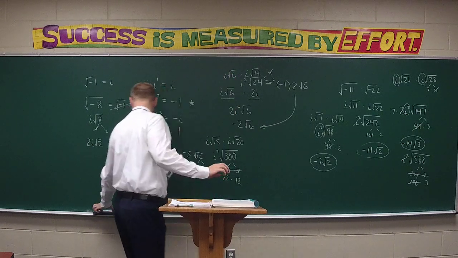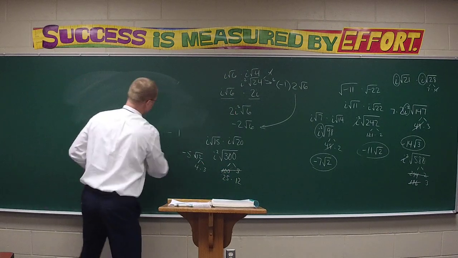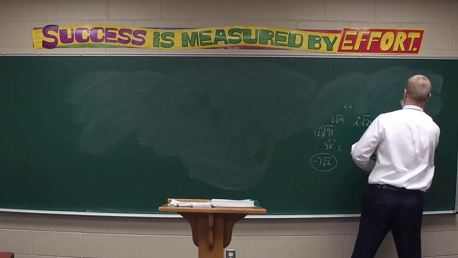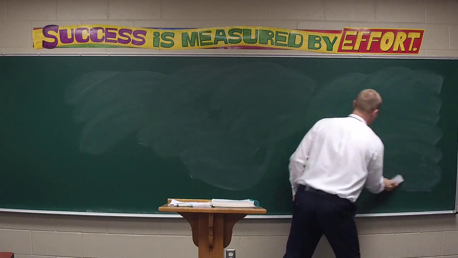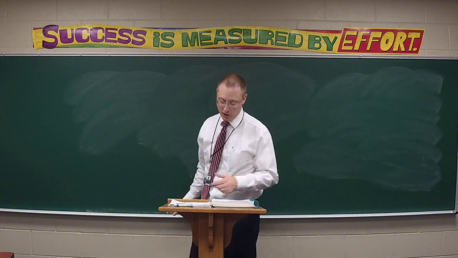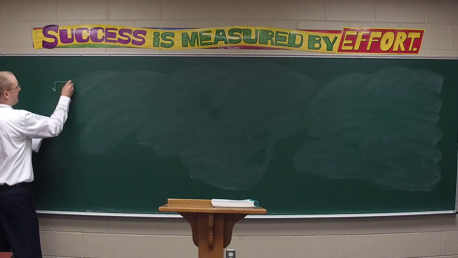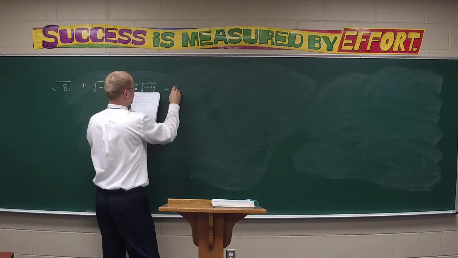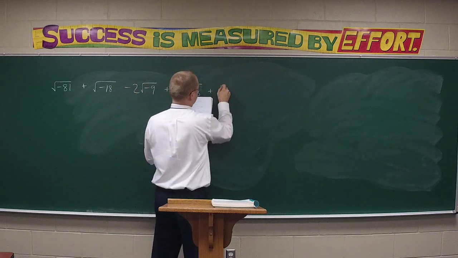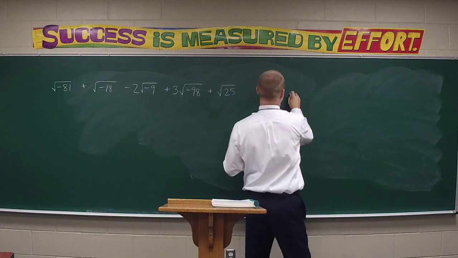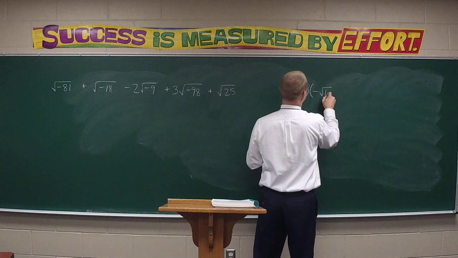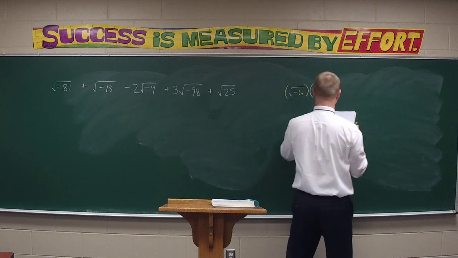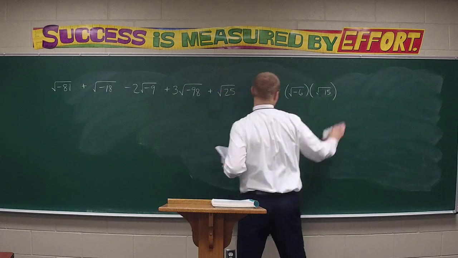All right, let's do some quick review, and then we will get into our new material for today. Again, imaginary numbers are easy, as long as you remember to pull out your I. Meaning the negative that's in the radical goes away, and it becomes an I in front of the radical. But that sounds really long and hard. It sounds more fun to say pull out your I. All right, so at your seats, I need you to simplify. The square root of negative 81 plus the square root of negative 18, minus 2 times the square root of negative 9, plus 3 times the square root of negative 98, plus the square root of 25. And I'll eventually have two more for you.